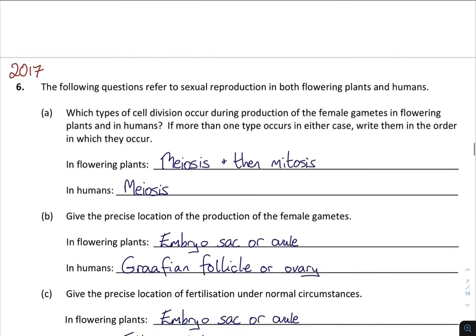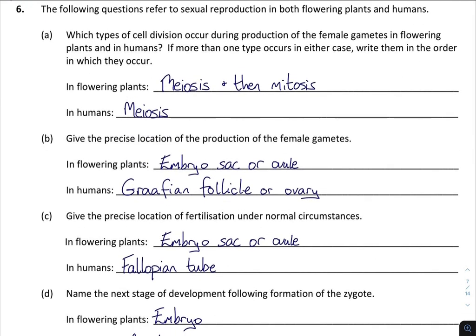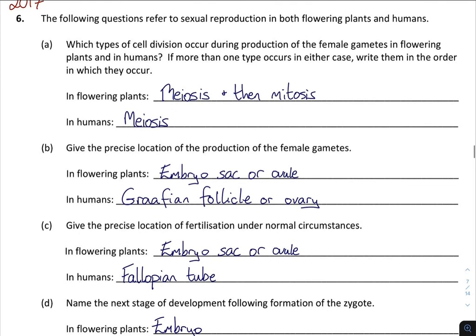2017. I really like this question. Now, if you haven't done sexual reproduction for humans, haven't studied that chapter yet, then this mightn't be a great question for you. Just bear that in mind, because it compares the two of them.